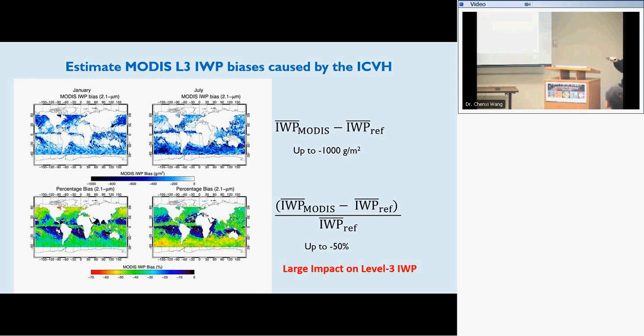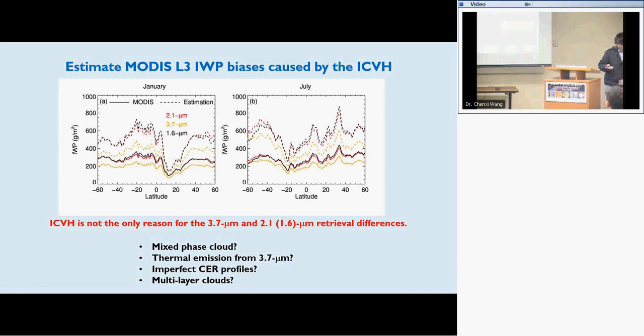percentage. You can find that on average, the MODIS underestimates by about 30%. But for some local locations, for example, here, the bias can be up to minus 50%. So which could have a very large impact on the global IWP in the level 3 data.